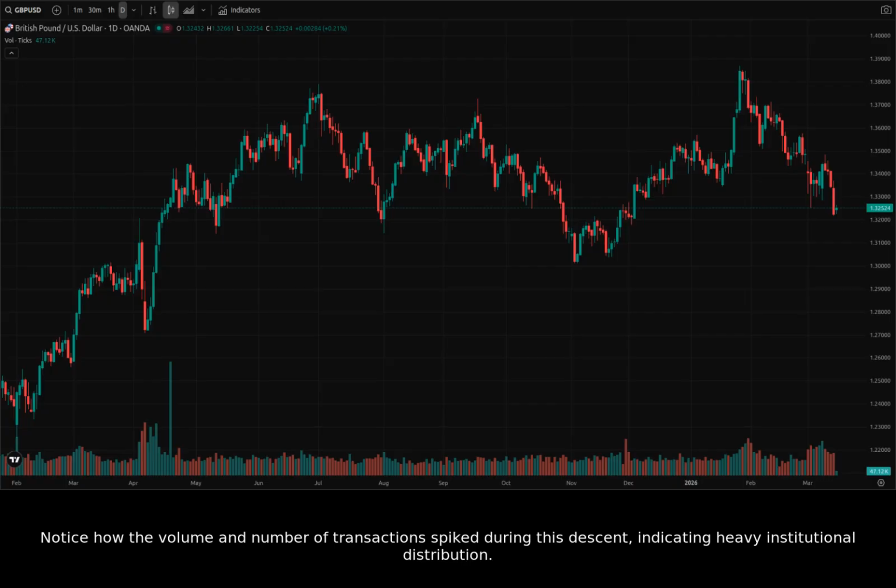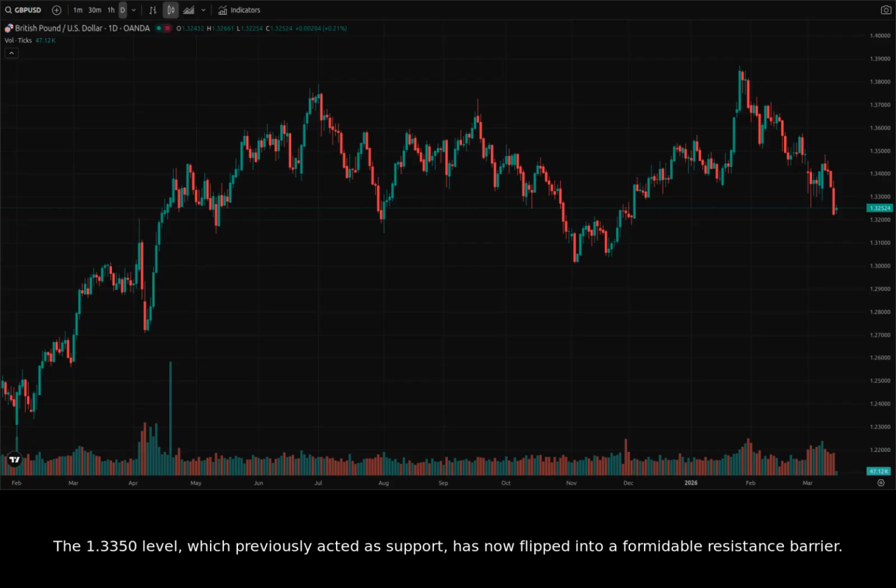Notice how the volume and number of transactions spiked during this descent, indicating heavy institutional distribution. The 1.3350 level, which previously acted as support, has now flipped into a formidable resistance barrier. If the price cannot recover above 1.3350 quickly, the bearish bias will likely intensify in the long term.